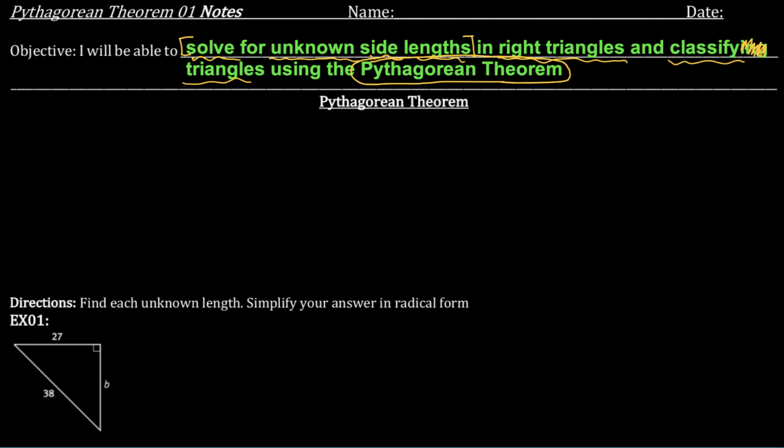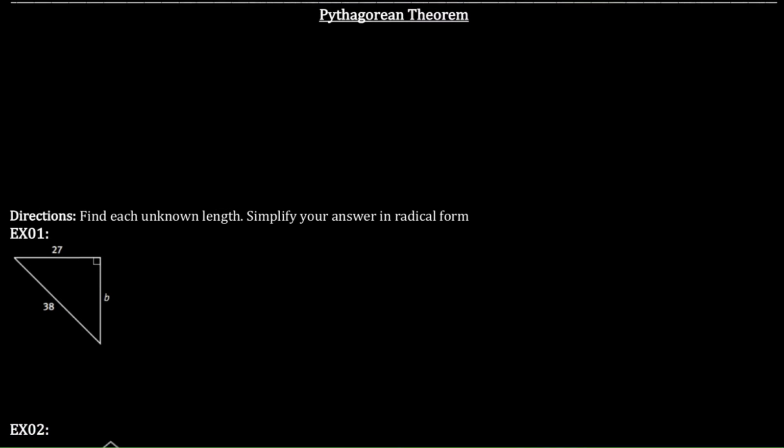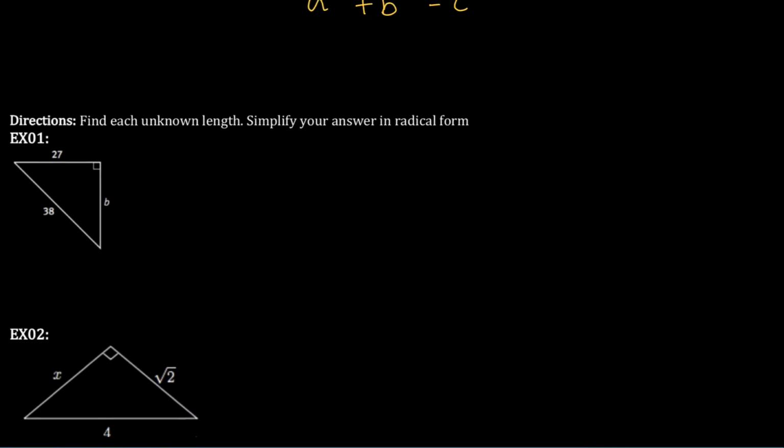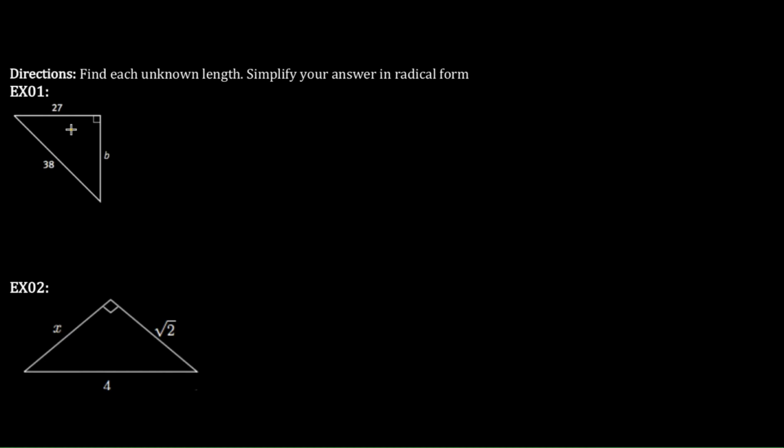Okay. Remember that the Pythagorean theorem says that a squared plus b squared equals c squared. Okay, with that being said, let's go ahead and look at this. So it says we want to find this b. So let's label our c, our hypotenuse. And remember, the legs don't matter. So 27 squared plus b squared equals 38 squared.